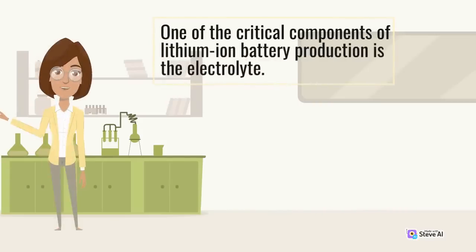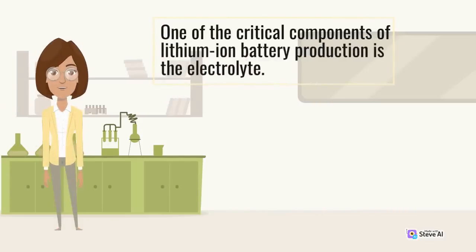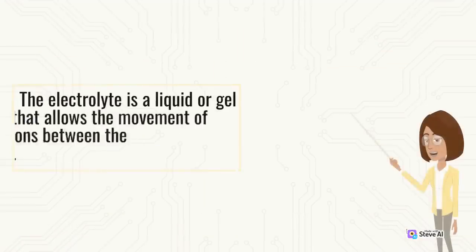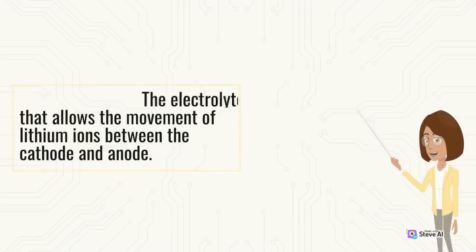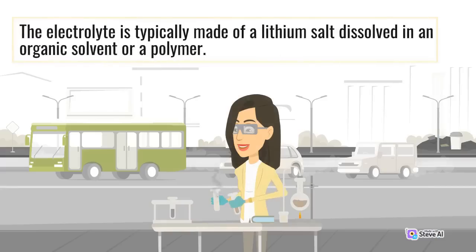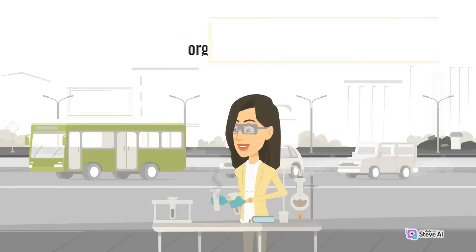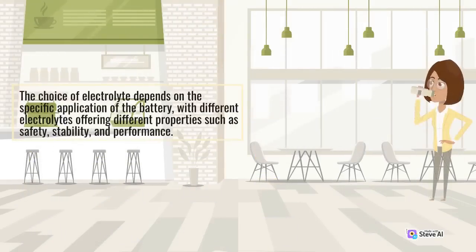One of the critical components of lithium-ion battery production is the electrolyte. The electrolyte is a liquid or gel that allows the movement of lithium ions between the cathode and anode. The electrolyte is typically made of a lithium salt dissolved in an organic solvent or polymer. The choice of electrolyte depends on the specific application of the battery, with different electrolytes offering different properties such as safety, stability, and performance.